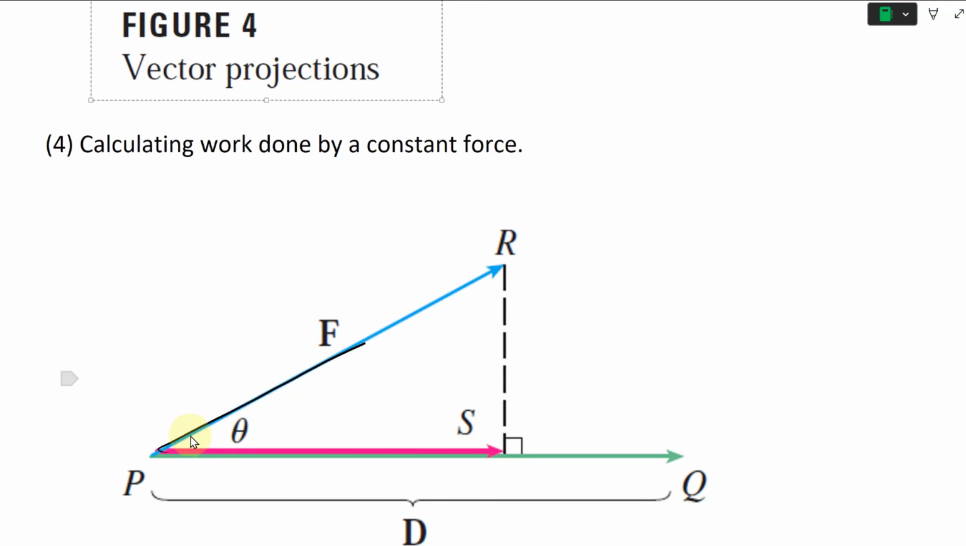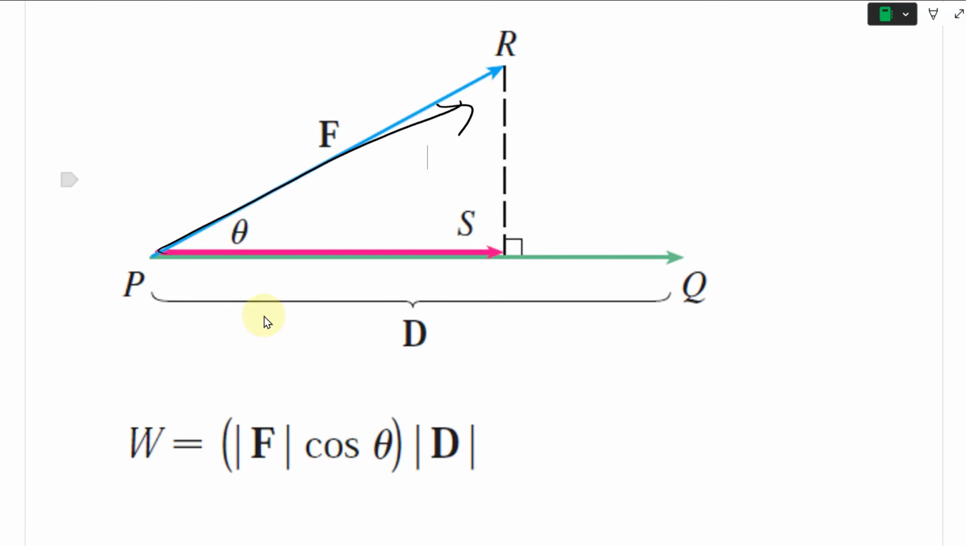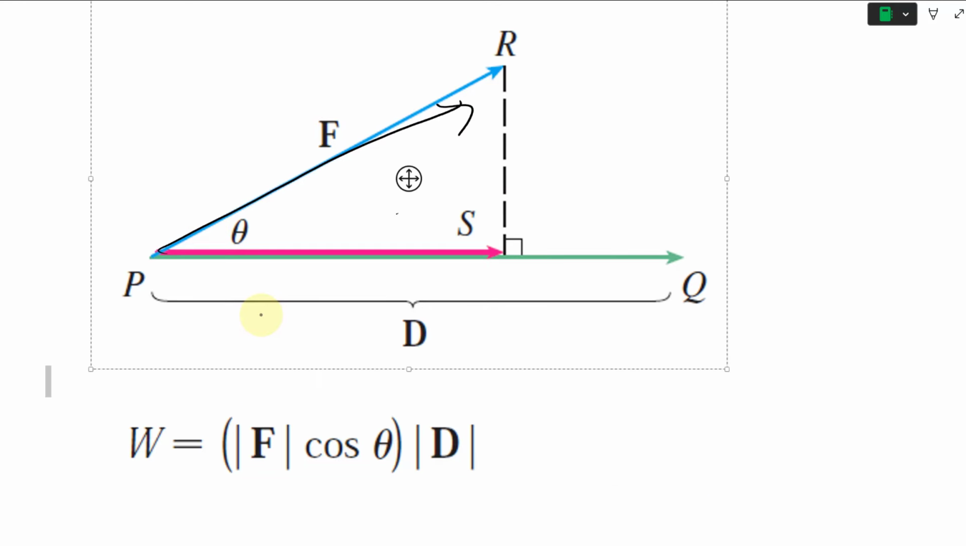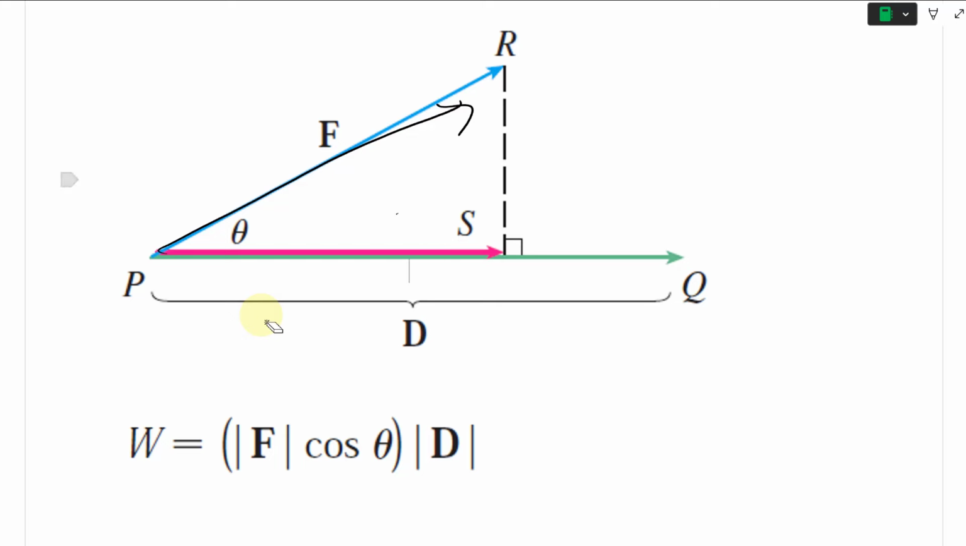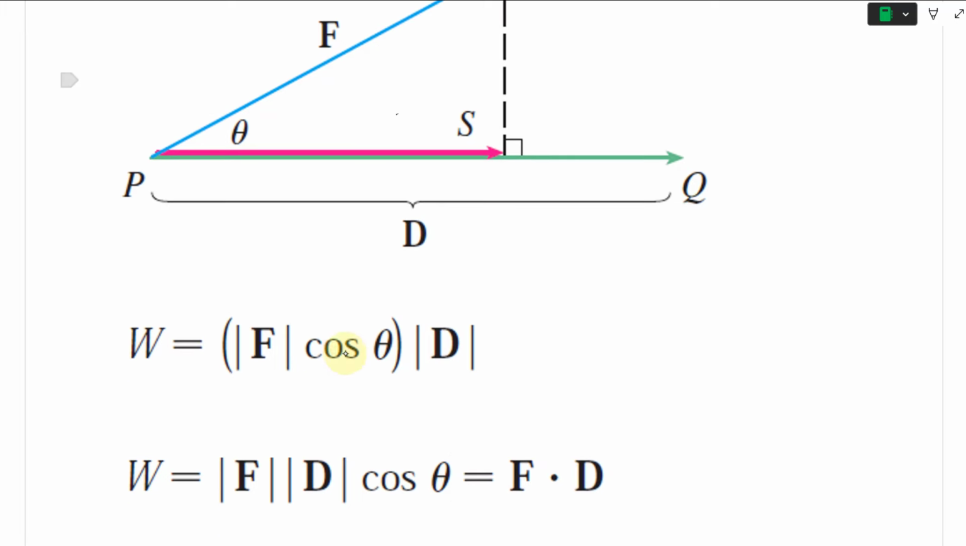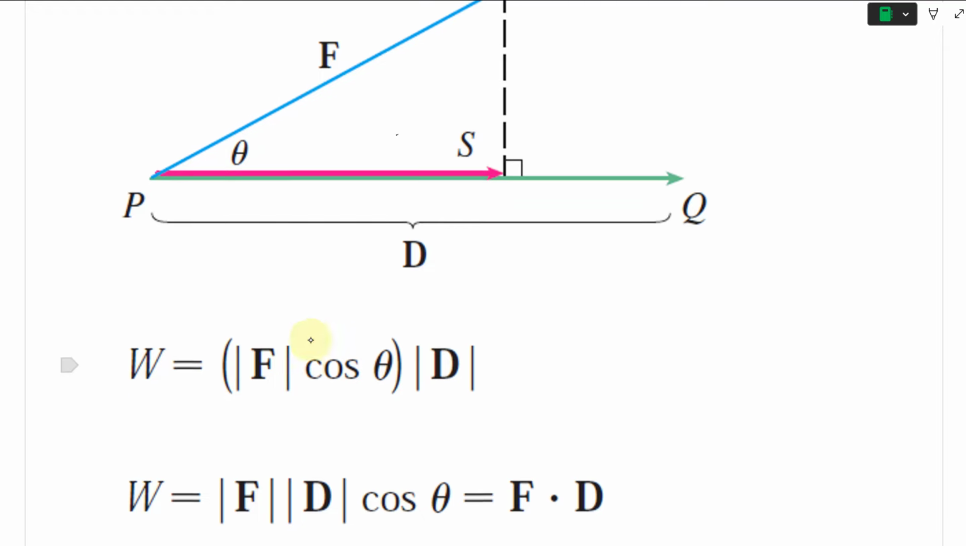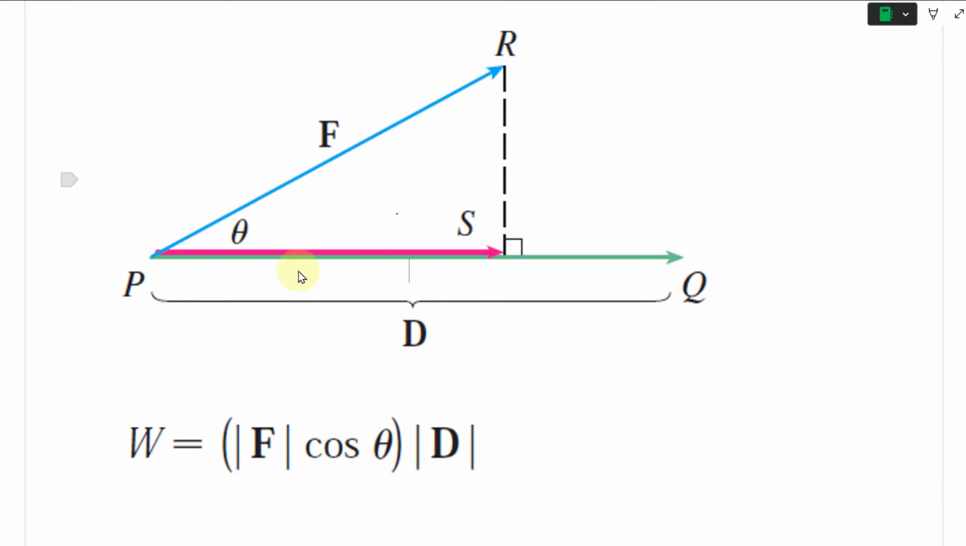So if you have a force pulling something like this along this direction, but the force is pushing upwards at an angle, then you could take the projection of the force onto the distance vector, and you're going to get the work done. So work equals this component of force, the magnitude of the force, times cosine theta, times the distance.